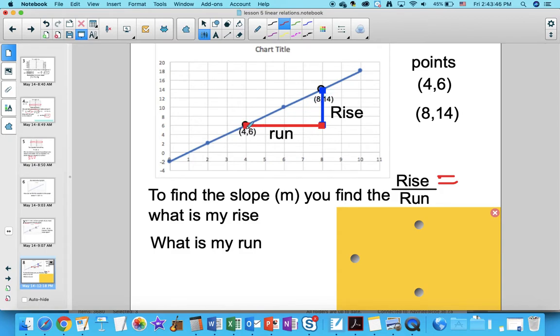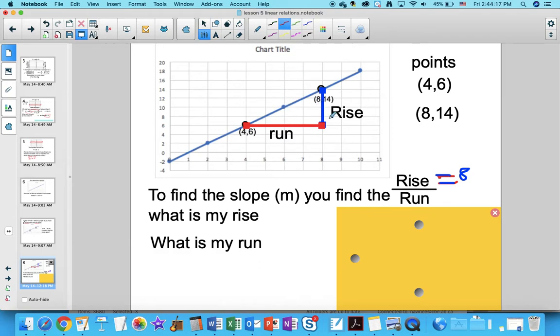So on point 1, we have a y value of 6, right? On point 2, we have 14. How much did it go up by? Well, it went up by 8, right? If you add 8 to 6, you get 14. So we know our rise. Let me use blue instead to match the colors. So we know our rise is 8, because it went up by 8.